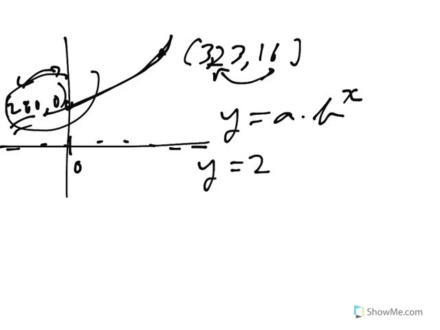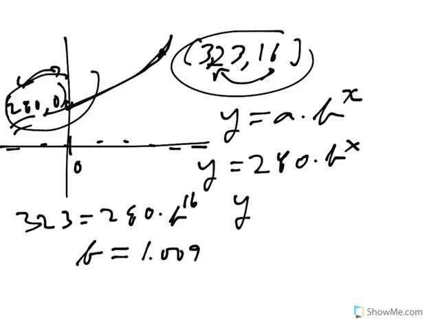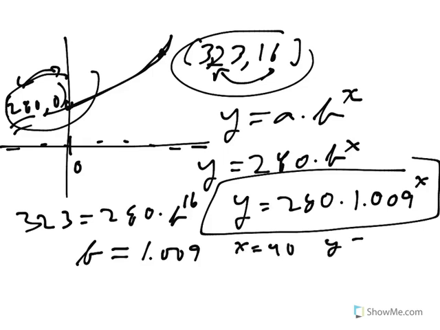So a actually becomes 280. And then if we take this other point, 323 equals 280 times b to the 16th power. B eventually becomes 1.009. So our equation is y equals 280 times 1.009 to the x power. Now that I have my formula that relates x and y, population to time, I can answer questions like, when x equals 40, what's the value of y? That one I just plug in the x for, that's easy.